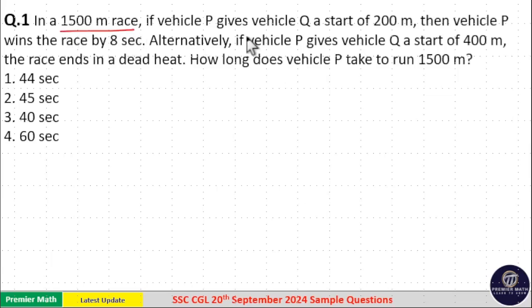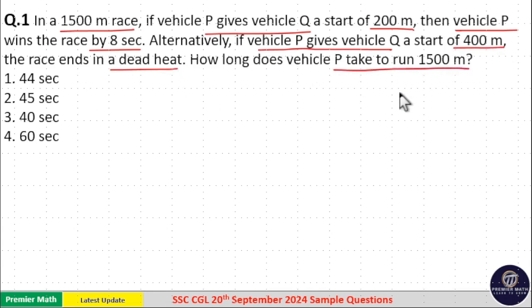In a 1500 meter race, if vehicle P gives vehicle Q a start of 200 meter, then vehicle P wins the race by 8 seconds. Alternatively, if vehicle P gives vehicle Q a start of 400 meter, the race ends in a dead heat. How long does vehicle P take to run 1500 meter?